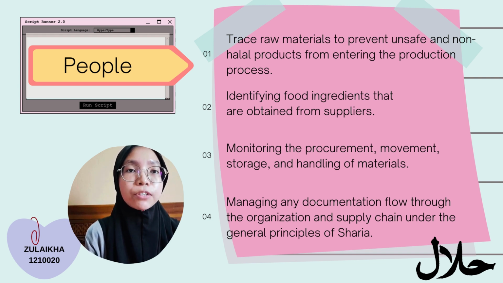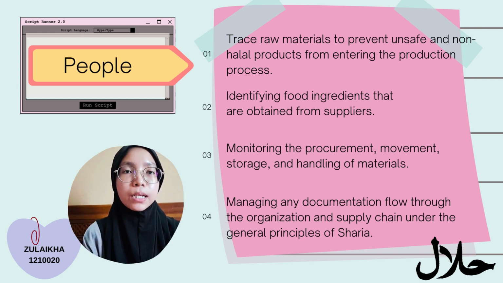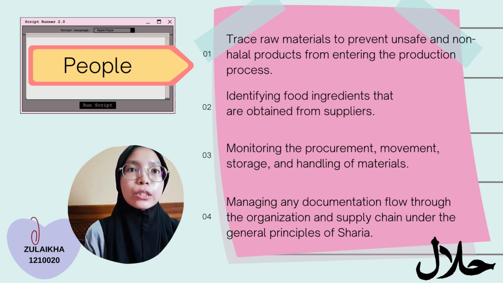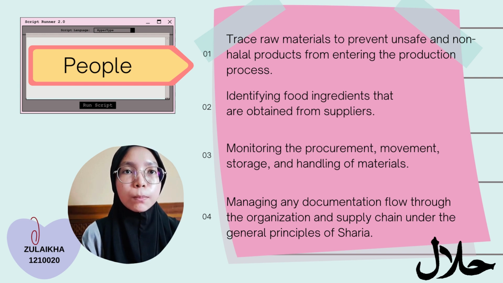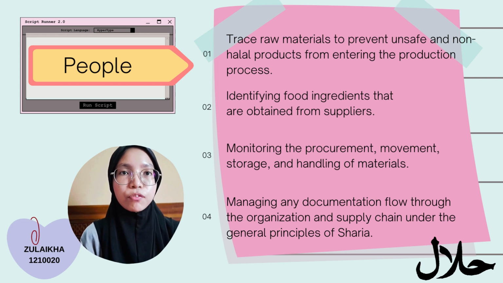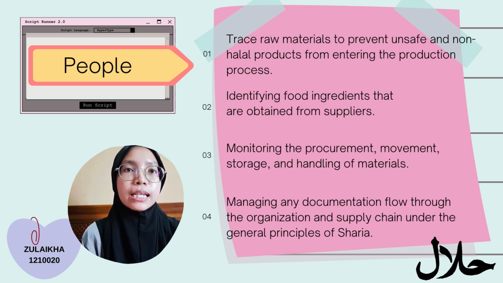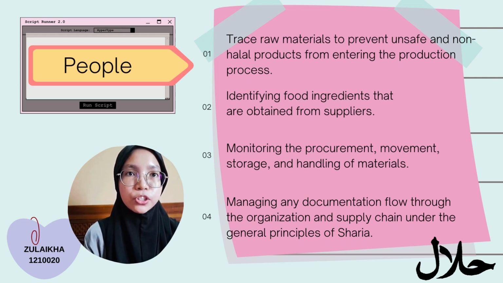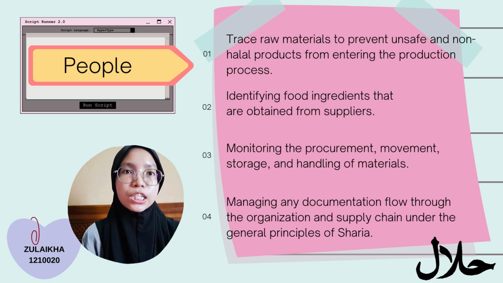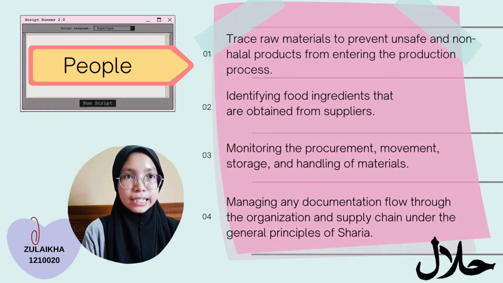Moreover, manufacturers have the most critical role: they need to understand the entire supply chain and production flow, including monitoring the procurement, movement, storage and handling of materials, livestock and finished supplies of food. Lastly, managing any related information and documentation flow through the organization and supply chain under the general principles of Sharia.